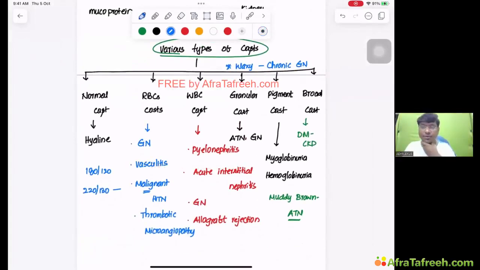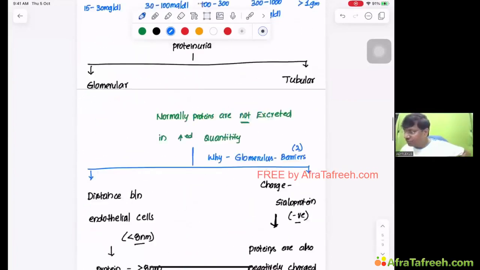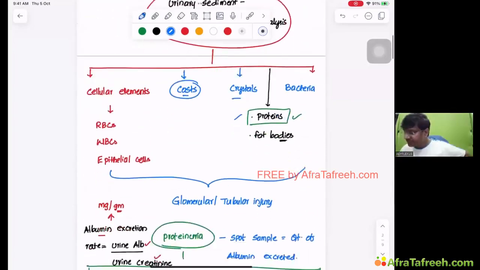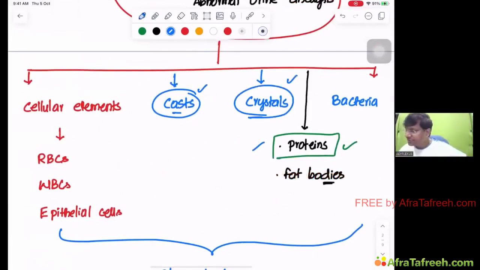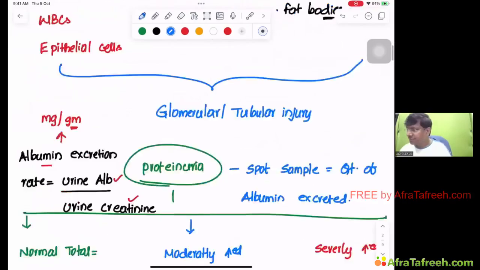Now, we were discussing crystaluria, right? That is the presence of crystals also can be there within the urine, right? If you go back to the primary discussion, we have discussed the cast now. Let me take up the crystals. What are the conditions where you can have the presence of crystals in the urine sample?